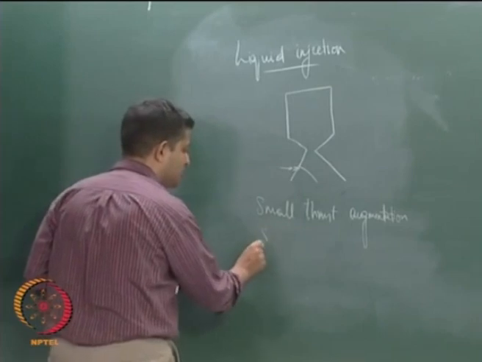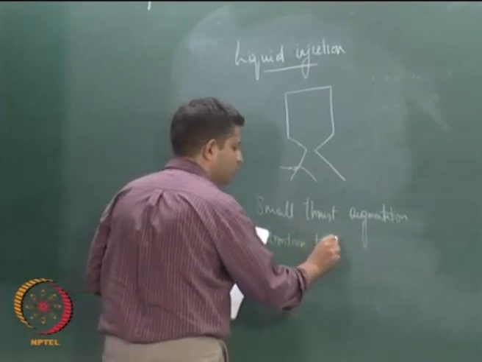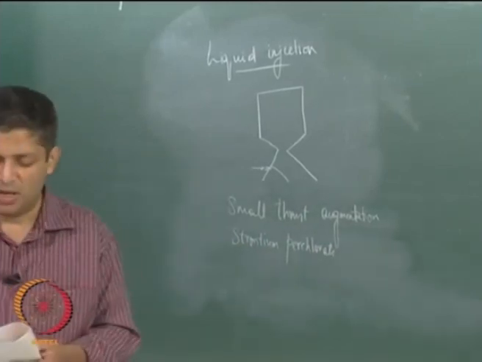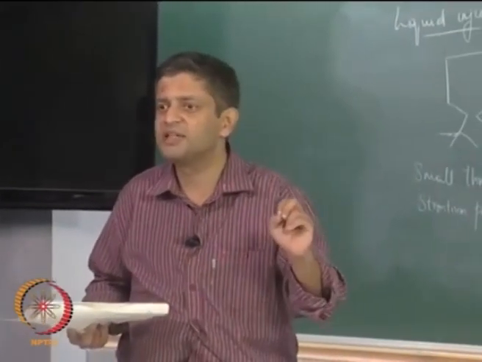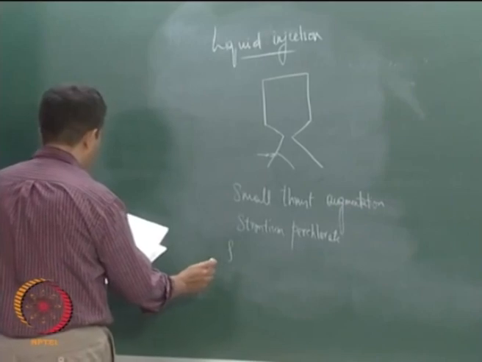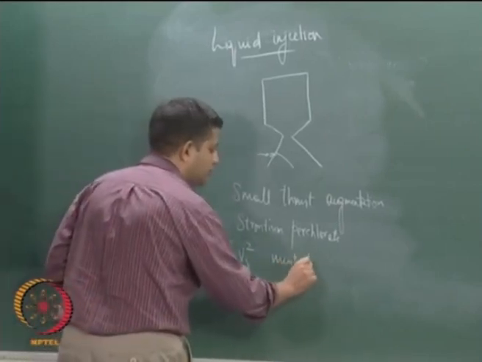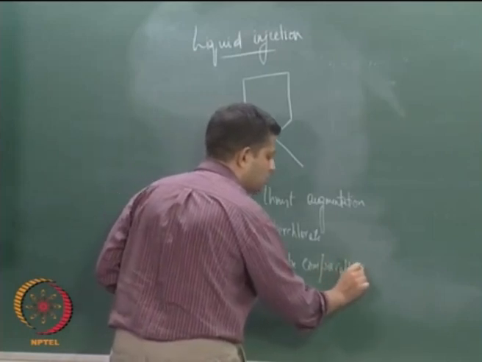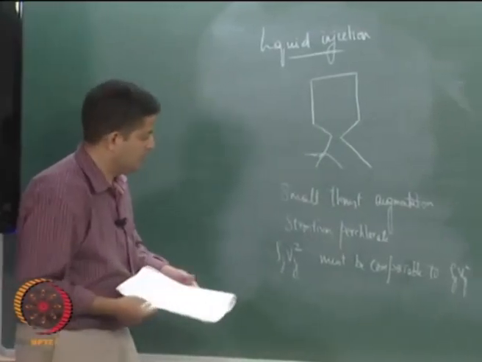The liquid that is used is strontium perchlorate. Now the reason for using such a liquid is, if you look at the momentum of the jet that is coming through, if you are injecting, this jet needs to have a higher momentum than the jet. Okay. So rho_j Vj squared must be comparable to rho_g Vg squared.